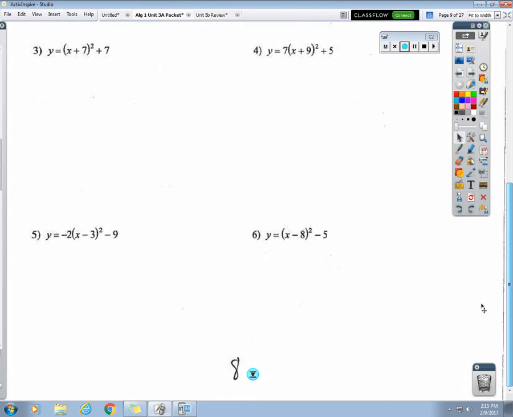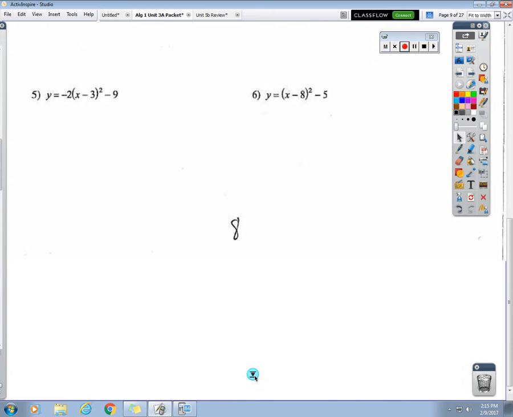So let's try number 5. So, first they want the vertex. You're just watching right now. We've already done these problems. Then they want to know if it's going to open up or down. You would circle one or the other, not both. And then they want to know if it's a vertical shrink or stretch. You would circle one or the other, not both.